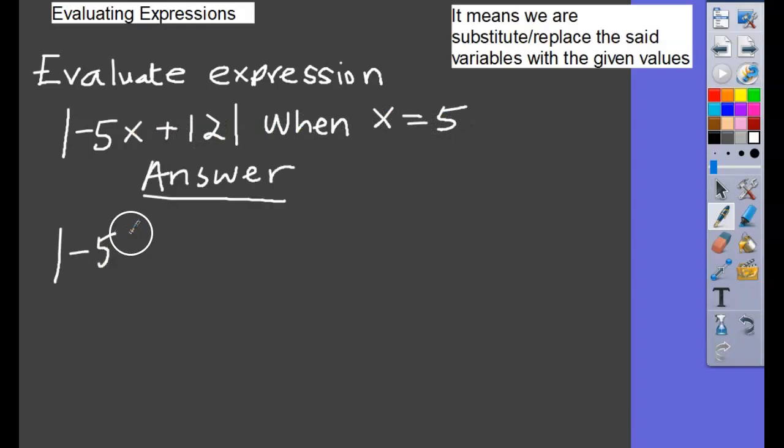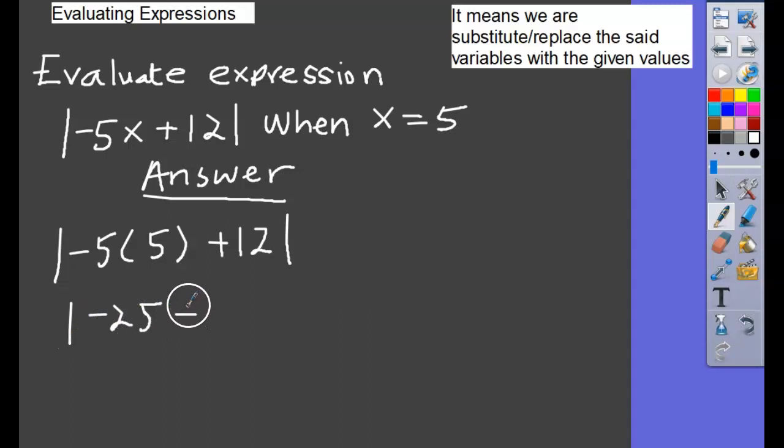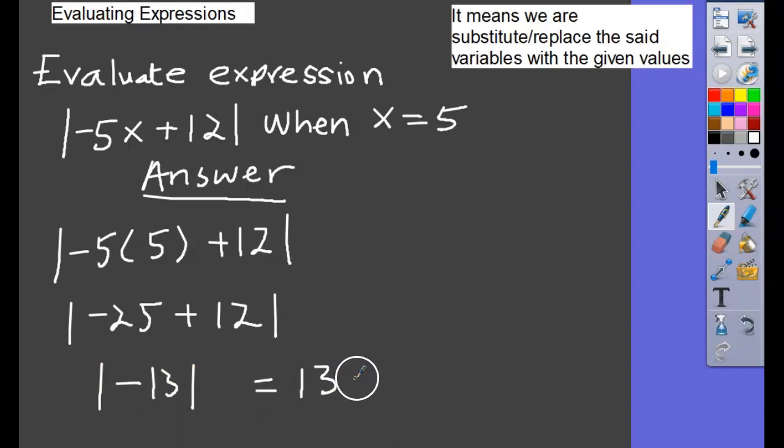So absolute value of -5 times 5 plus 12. The -5 times 5 gives us -25. -25 plus 12, since the negative is bigger, the answer has to be negative, and the difference is 13, so -13 absolute. The absolute value of a negative number becomes positive, so here we got 13 as an answer.